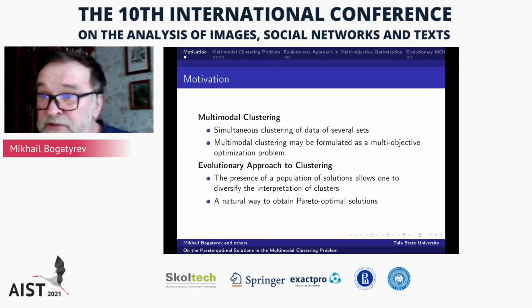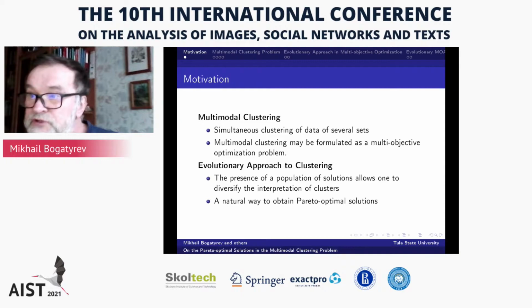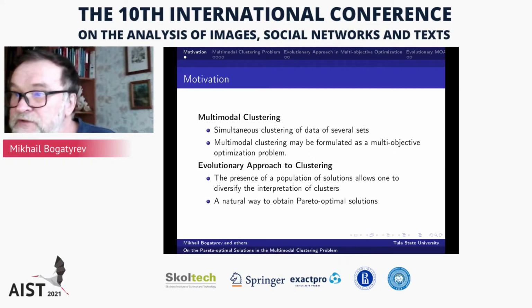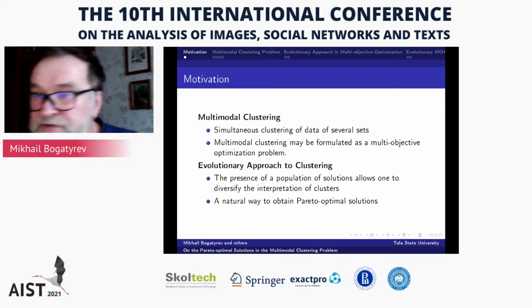Second, the evolutionary approach to clustering is based on evolutionary computation. And this is a collection of algorithms for solving global optimization problems that use evolution of several solutions at every step of the optimization process. So this is a natural way for having Pareto-optimal solutions. And also having several solutions of clustering is important for interpreting clusters, especially for clustering textual data.